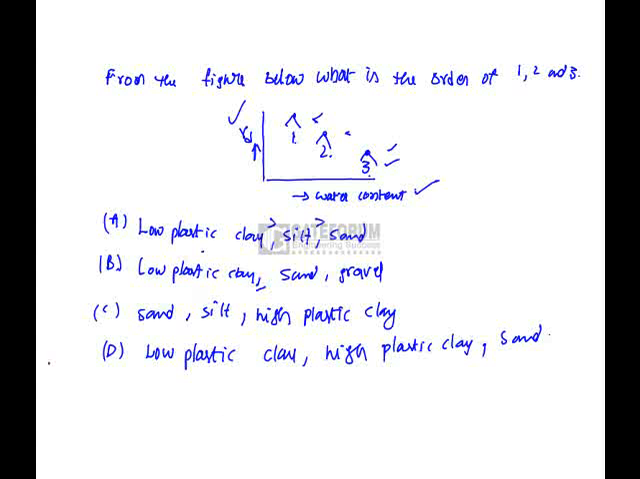And if you see option C, sand, silt and high plastic clay. The finer material that is going to be in this sort of clay is going to be in this order, lesser fine values. So sand is going to have maximum dry density at less water content because of the less finer content. So option C is correct.